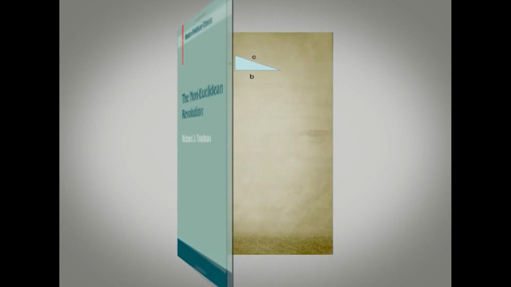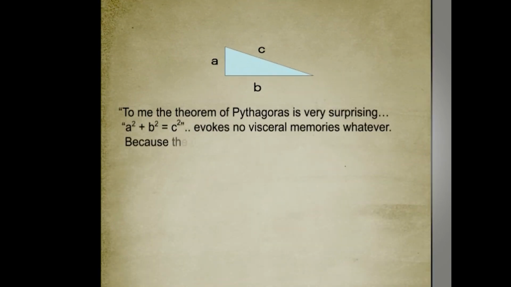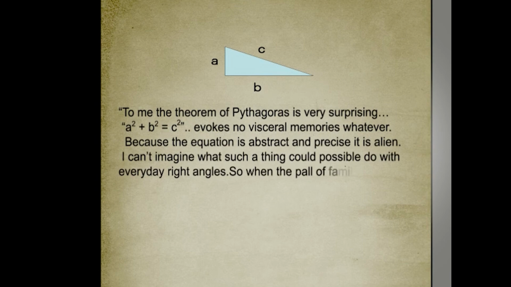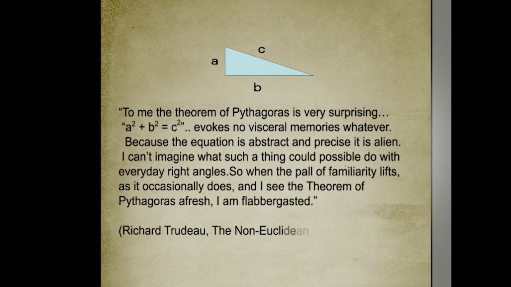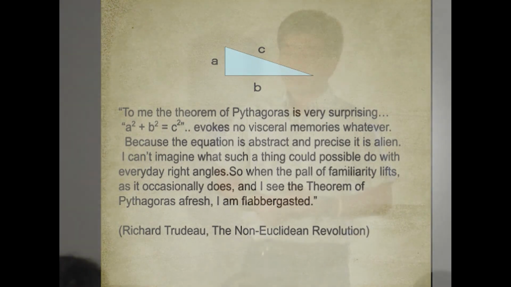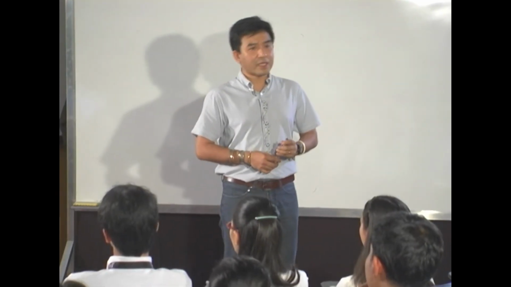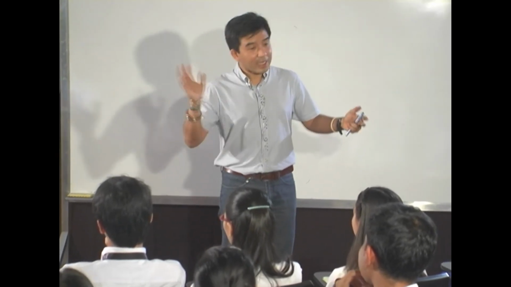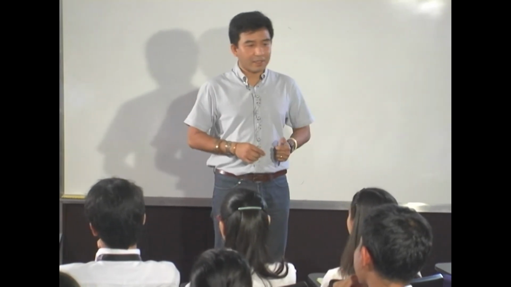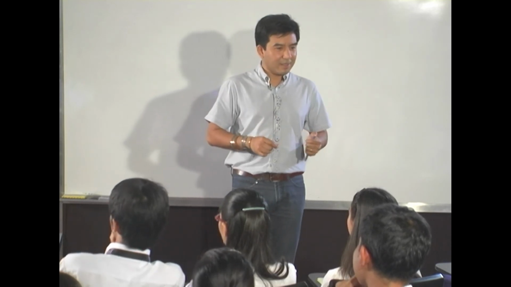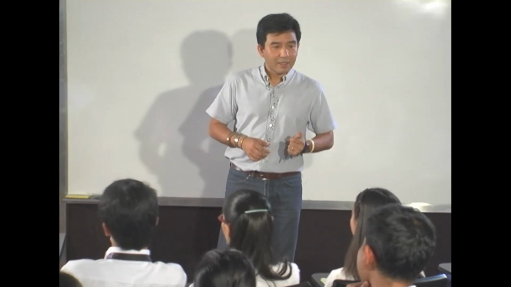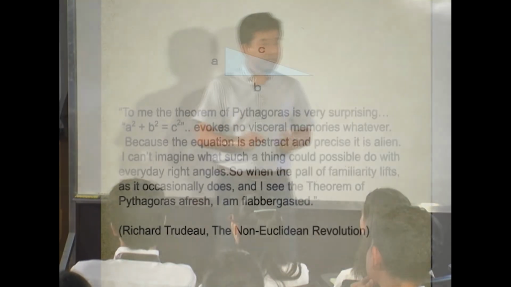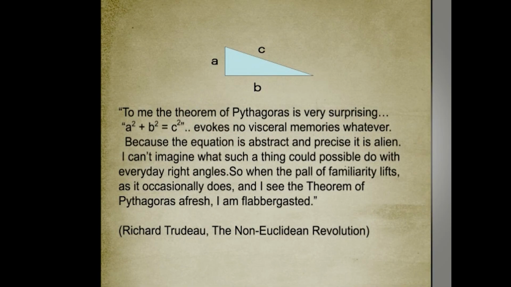To me, the theorem of Pythagoras is very surprising. A squared plus b squared is equal to c squared. It is surprising because it evokes no visceral memories whatsoever. If you look at that equation, it is nothing. Forget about the Pythagorean theorem. Just look at that equation. There's nothing about it. And yet, that equation is related to every right angle that you see around you.